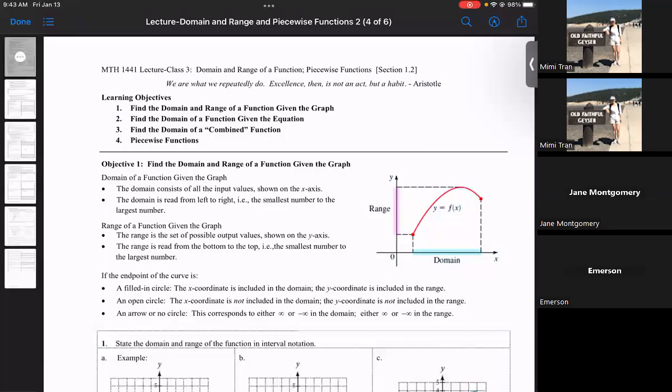So today we're going to talk about domain and range of a function. And then at the end, I'm going to introduce you to another function called a piecewise function. Like the name suggests, pieces. Your function is connected by a bunch of pieces.